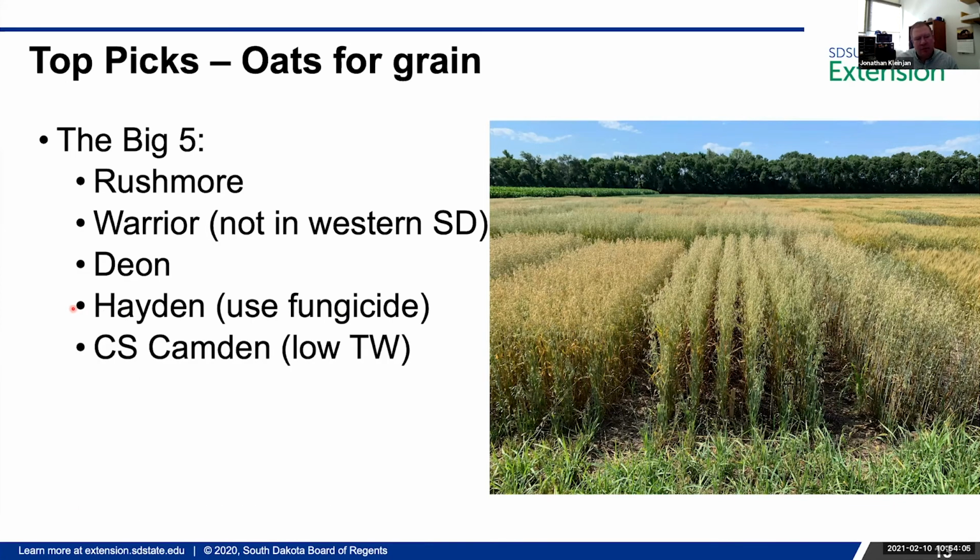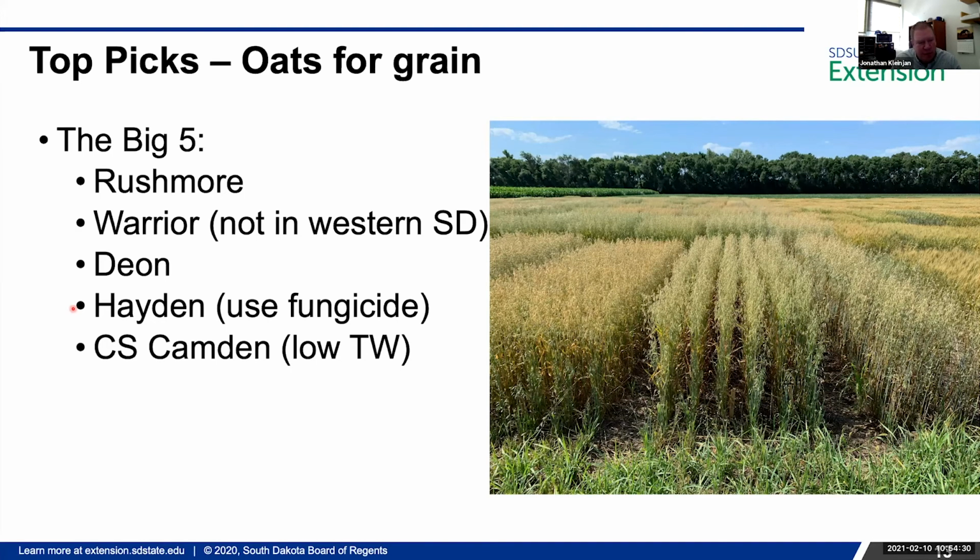And Camden, I hesitate to recommend this one, but I really have to because it's just such a high yielder. Camden is from Meridian Seed. Just be aware that it's very hard to get this one to have a good test weight. So it's low test weight. Some end users are pretty concerned about that. So just be aware. So those are the ones that I've seen a 3-year average on that I would recommend for grain production.